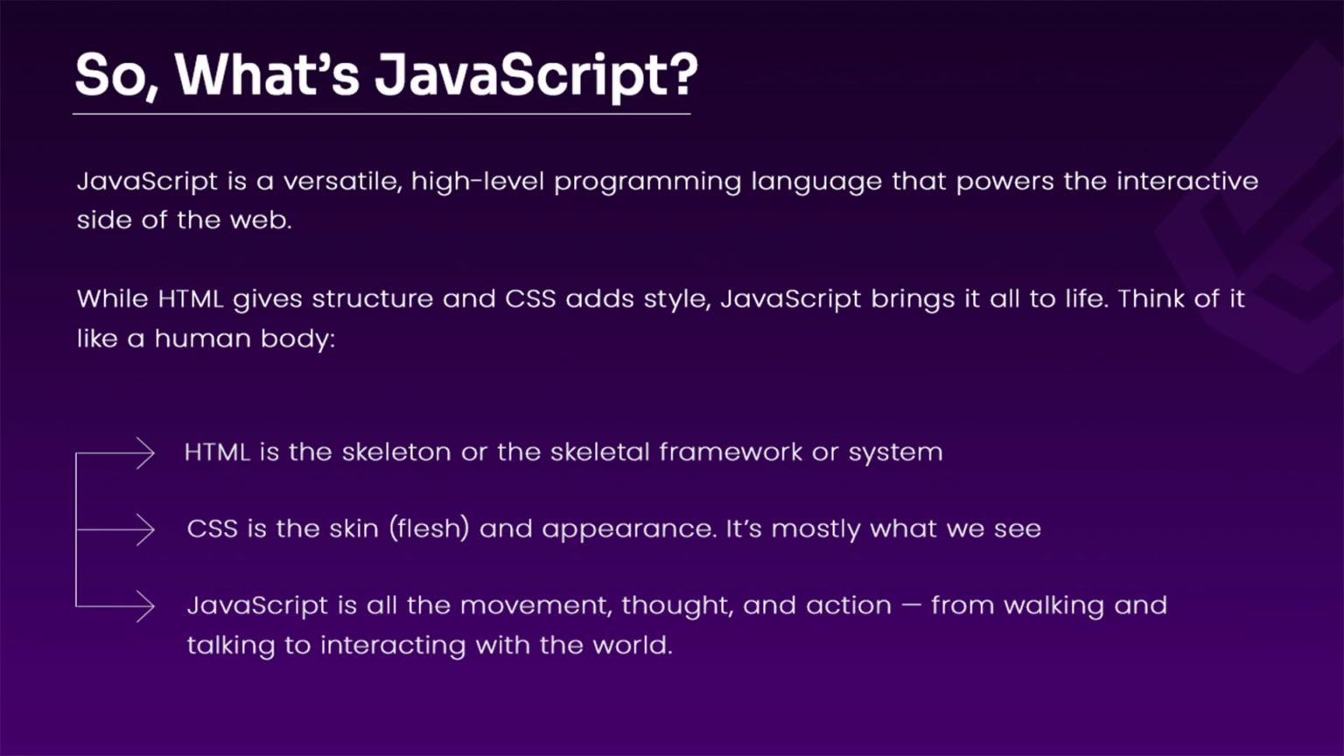Now let's make a comparison of JavaScript to a human body. While HTML gives structure and CSS adds style, JavaScript brings it all to life. That is, it connects HTML and CSS as a whole. Think of it like a human body. HTML is the skeletal framework or system. CSS will be our skin, our flesh and how we appear. It's mostly all what we see. JavaScript is all the functionality that a human can do, which is the movements, thoughts, actions, eating, walking, dancing, and even any interaction that we are making with the world.